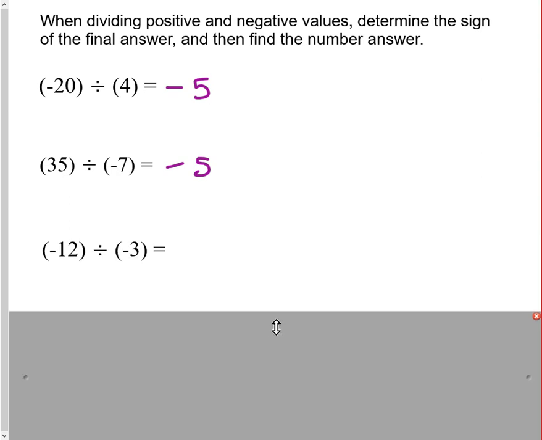How about this one? We got negative 12 divided by negative 3. Now in this case, there are two negative values. They're going to cancel each other out when they divide. They're going to end up being positive. The answer will be positive. 12 divided by 3 is 4. And it's positive 4. So think about the sign first, then think about the division or multiplication operation.